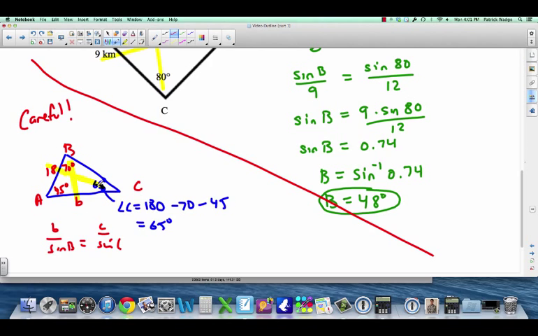Okay, so sometimes you do need to do that extra step of finding the third angle before you actually use the sine law.